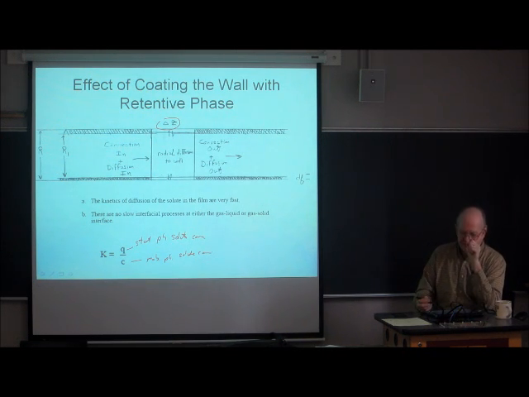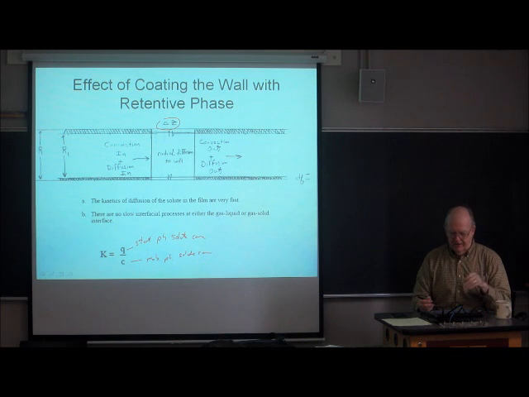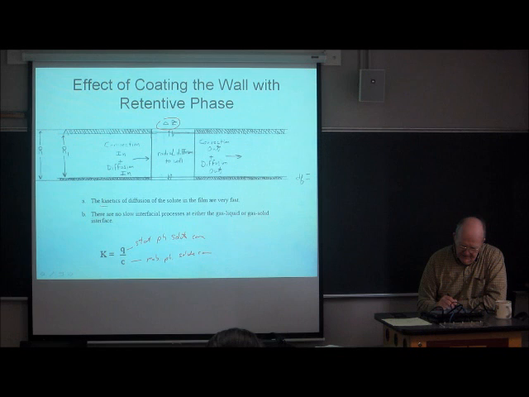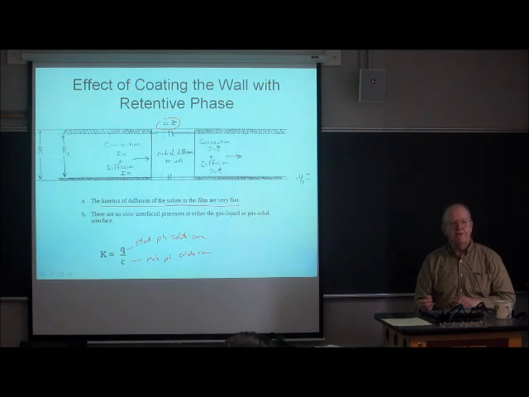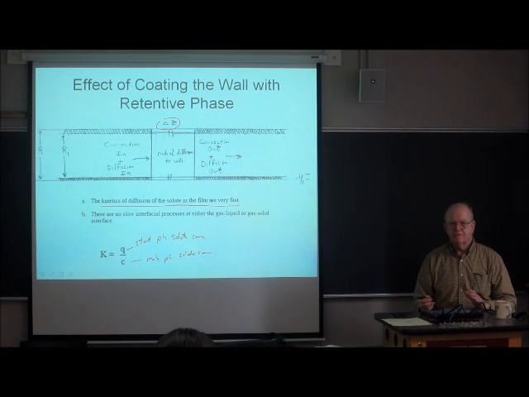The simplest problem to solve is when it's always at equilibrium. And there are two things we have to assume in order for this equilibrium to exist. Number one, the kinetics of diffusion of the solute in the film are very fast. Now the film is some kind of gooey polymer, so this is not exactly true. The thinner we make the film, the closer to reality this assumption will be.